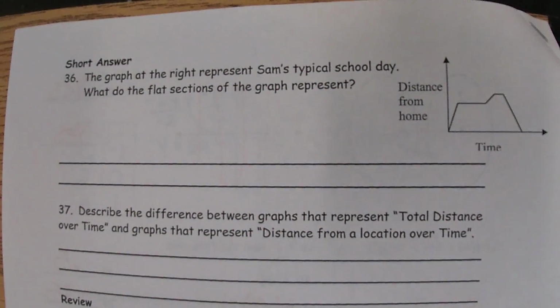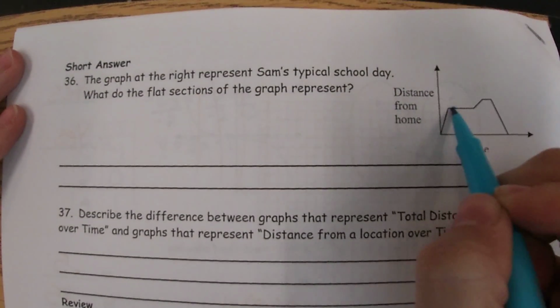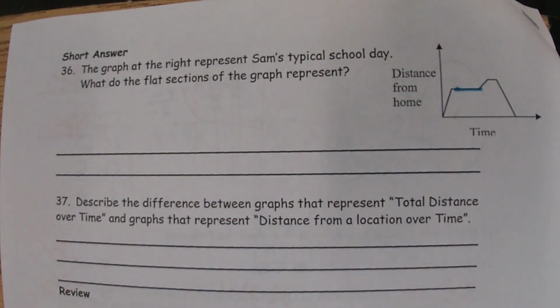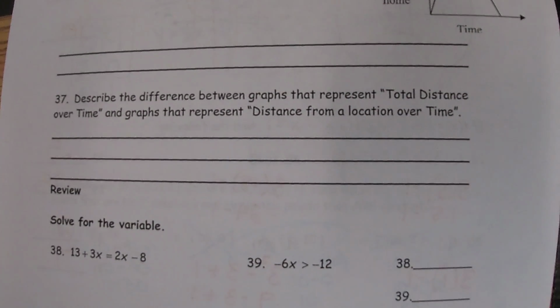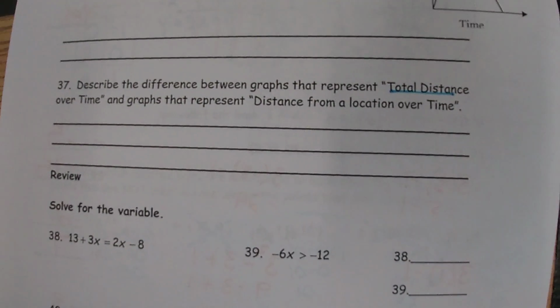Okay, the graph at the right represents Sam's typical school day. What do the flat sections of the graph represent? This would be a constant distance from school, so we need to talk about that. Total distance over time and total distance from a location, right? Our total distance can't return to 0.